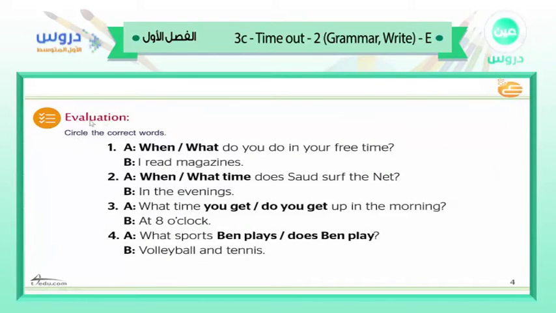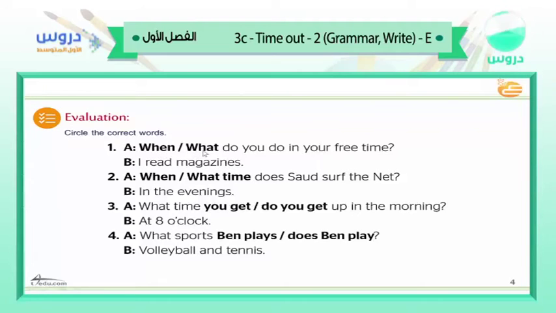Okay, we have an evaluation. Circle the correct words. Number 1. When or what? When or what do you do in your free time? So what do you think? Should we say when or what? Listen, we have to read the answer. If you want to choose correctly, some of you will say when, some of you will say what. So let's read the answer. I read magazines.